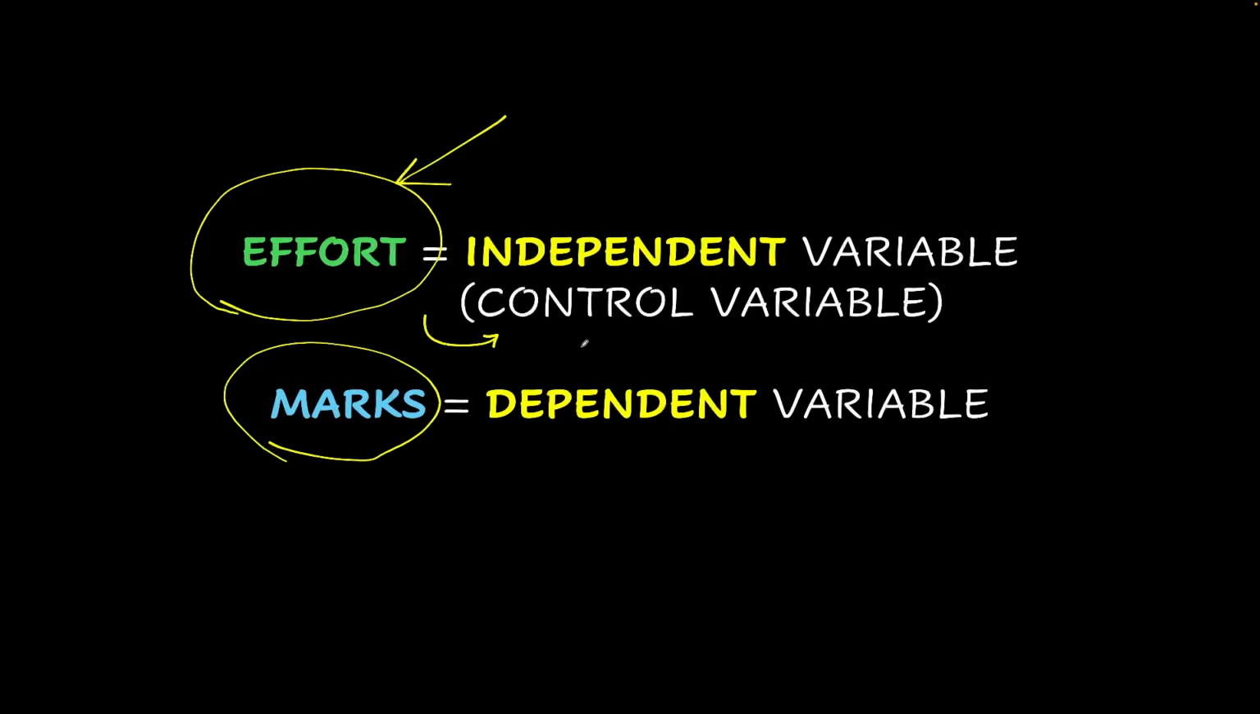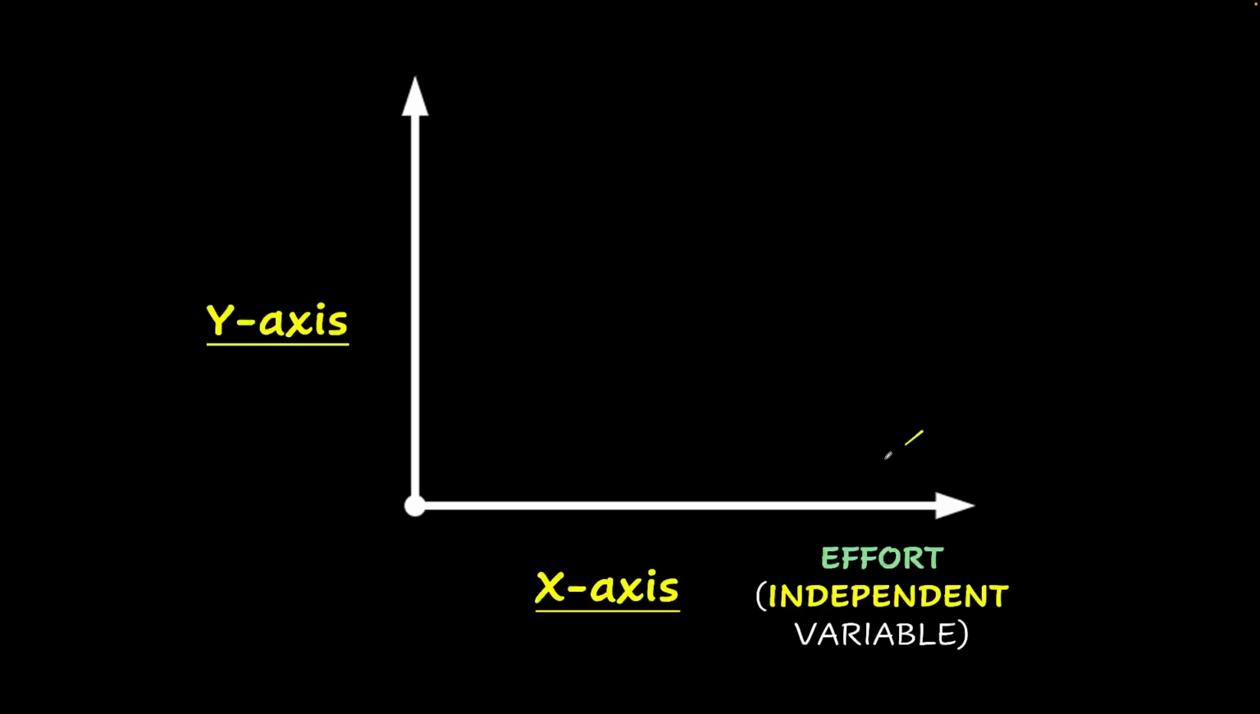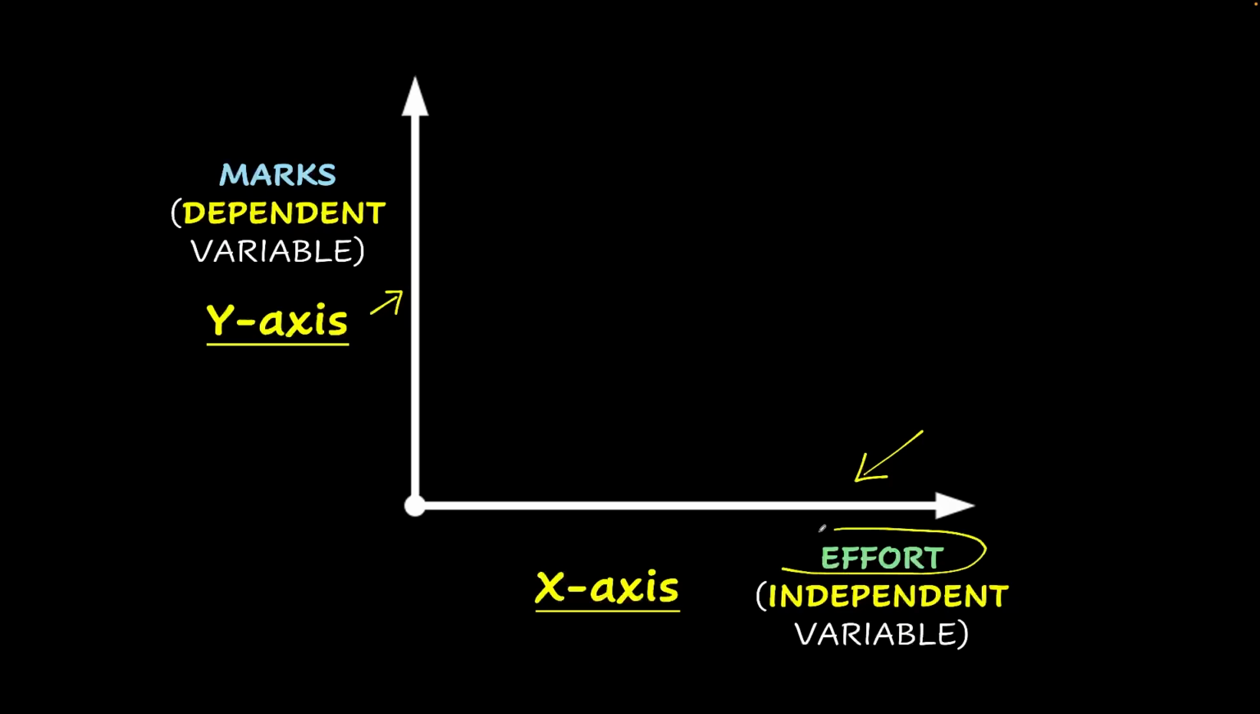Just like in life, there are a lot of things which you can control and there are a lot of things you can't control. Your focus should always be on the things you can control, and that leads to a much better life. Let's see more examples from a mathematical perspective. In math, we always put the independent variables on the x-axis and the dependent variables on the y-axis. In our example, if we had to plot a graph for effort and marks, we would put the effort in the x-axis and marks on the y-axis.